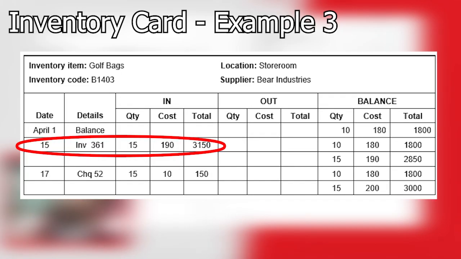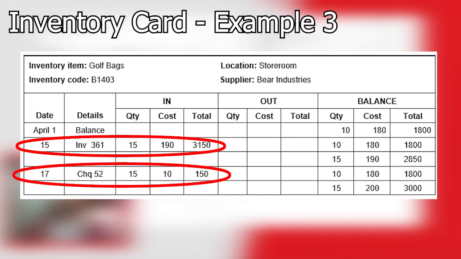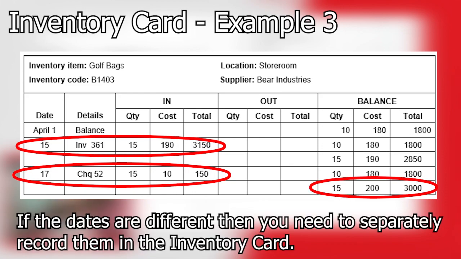So we see 15 at 190, and then on the 17th we go 15, and this time it's only 10 because the number's still the same. Only difference is the date. So if the dates are different, you need to record it separately.